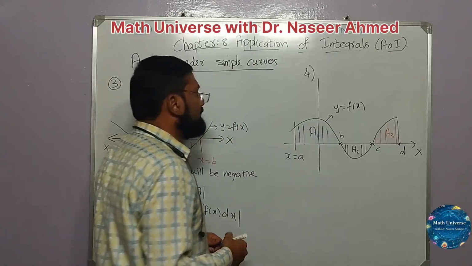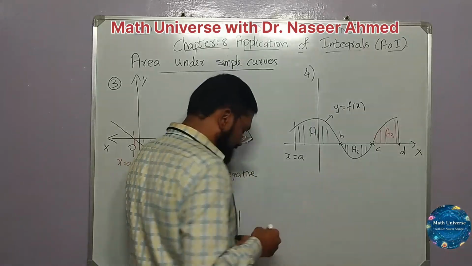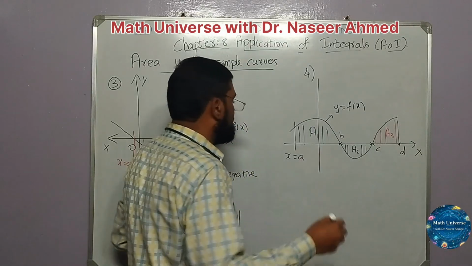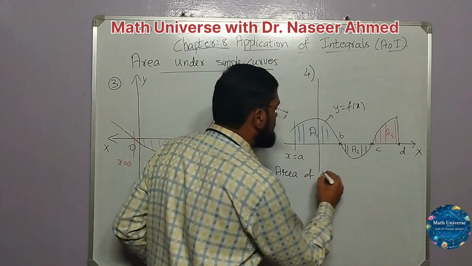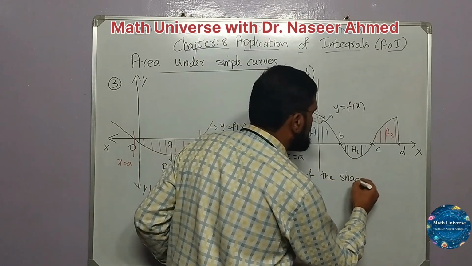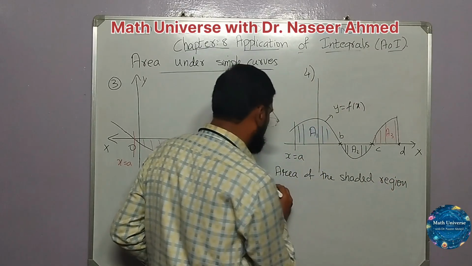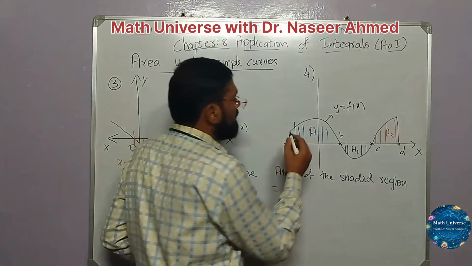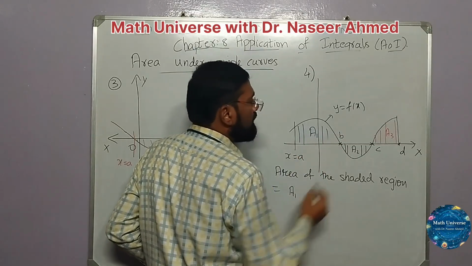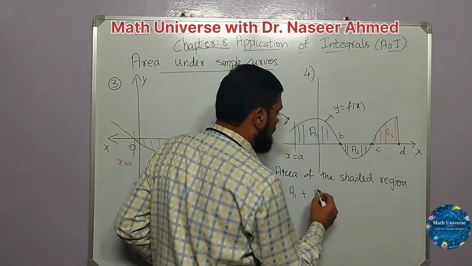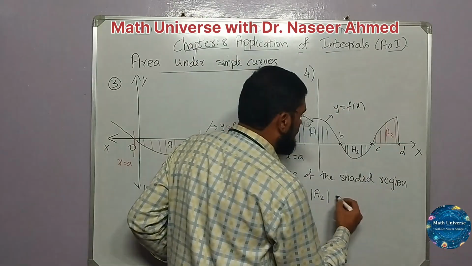Now see carefully. When I want to find this area, that is, try to find the entire area of the shaded region, let me just comment in one line: area of the shaded region. This region is given by, from where to where? See, this one area I want. So A1. Then this area will be A2, but I will give mod because it will be negative, and this will be A3.